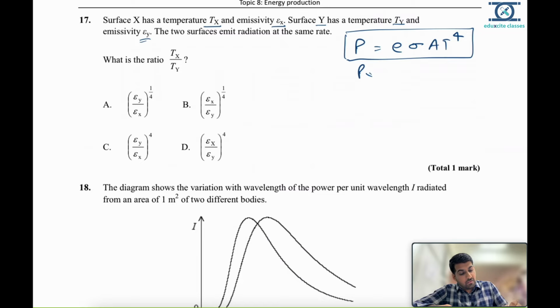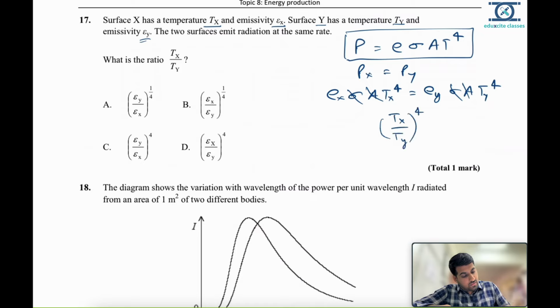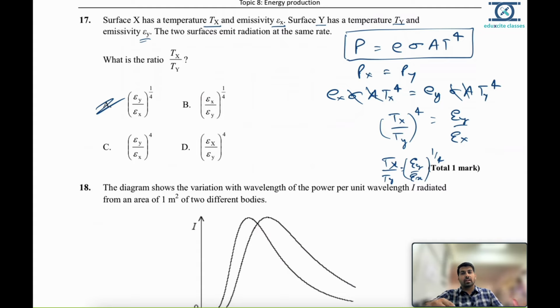So the power Px is equal to Py. So Ex sigma A Tx raised to power 4 is Ey sigma A Ty raised to power 4. So these are constant. Okay, we have to find Tx over Ty. So Tx over Ty raised to power 4 is equal to Ey over Ex. So Tx over Ty is equal to Ey over Ex raised to power 1 by 4. That is option A. This is a simple mathematical calculation.